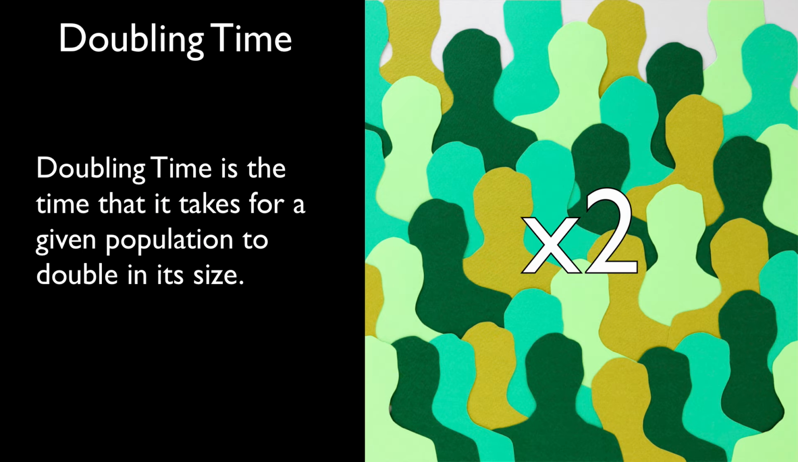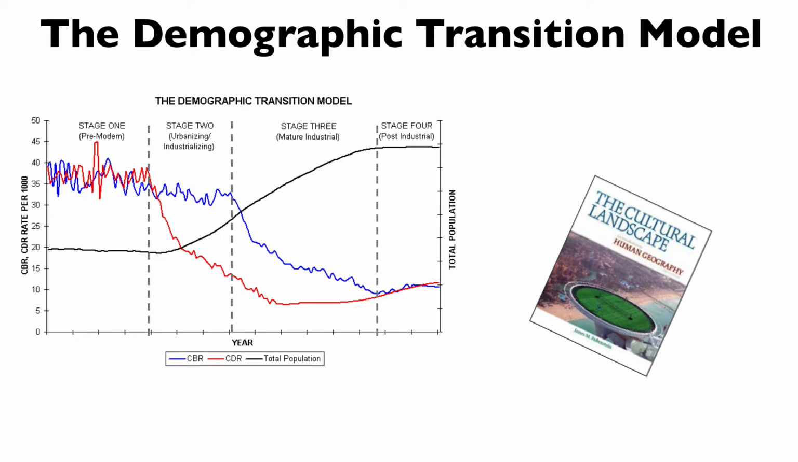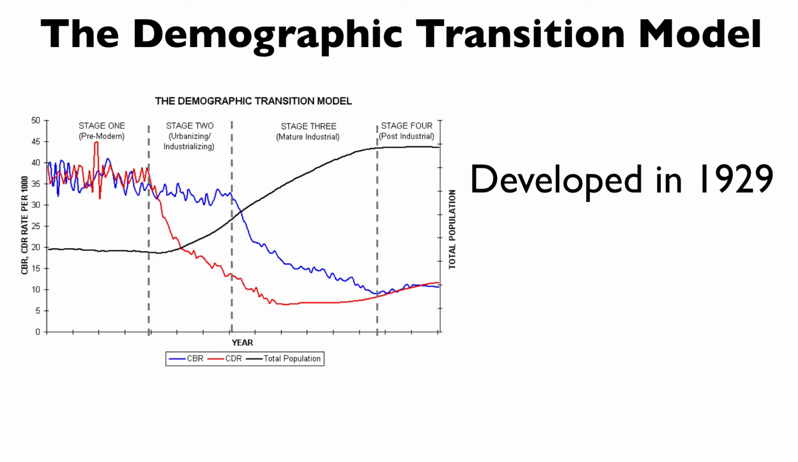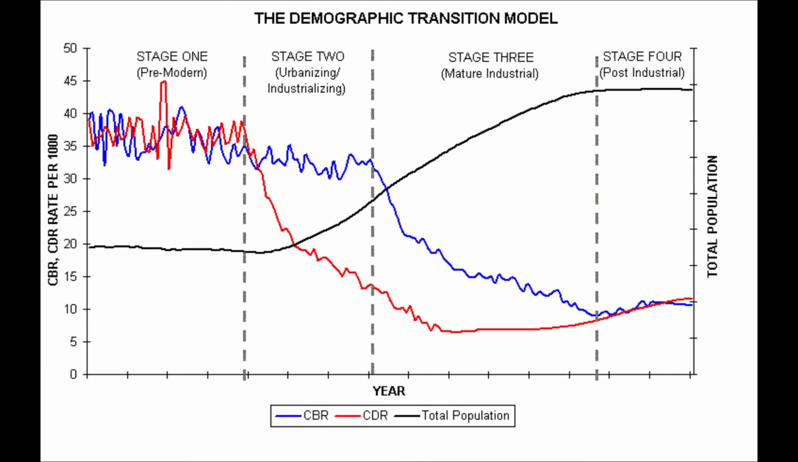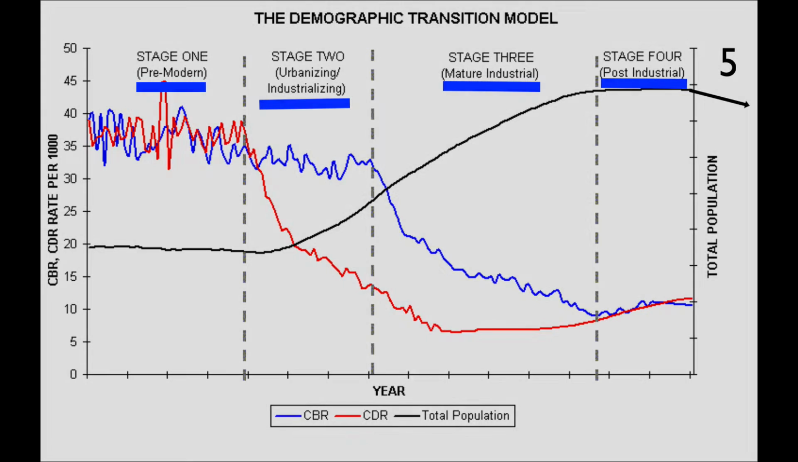Doubling time, while not as important to the demographic transition model, is also a good term to know. This is the time that it takes for a population to double in size from any point in time. The demographic transition model was developed in 1929 by the American demographer Warren Thompson. This model predicts that a country will move through 4 or 5 stages in its population growth over time.